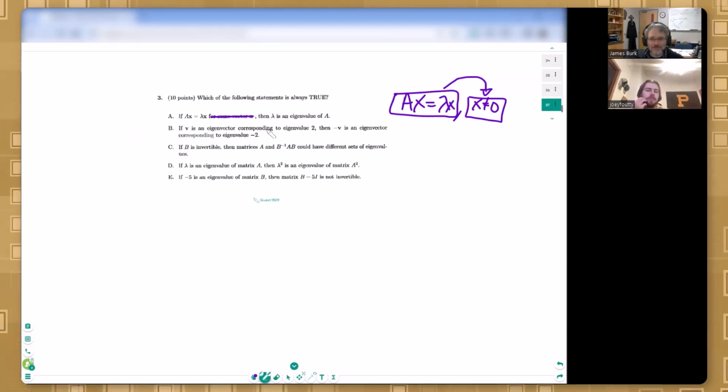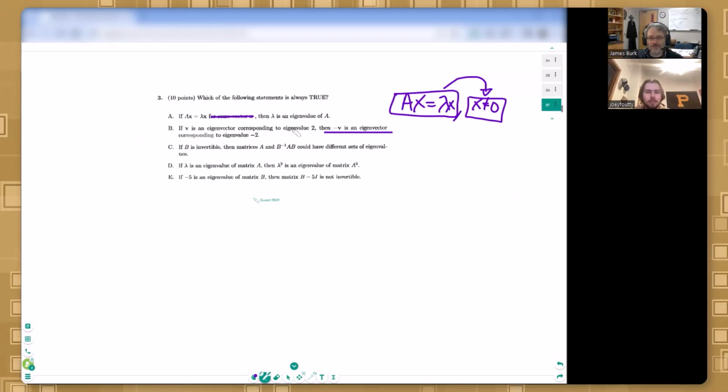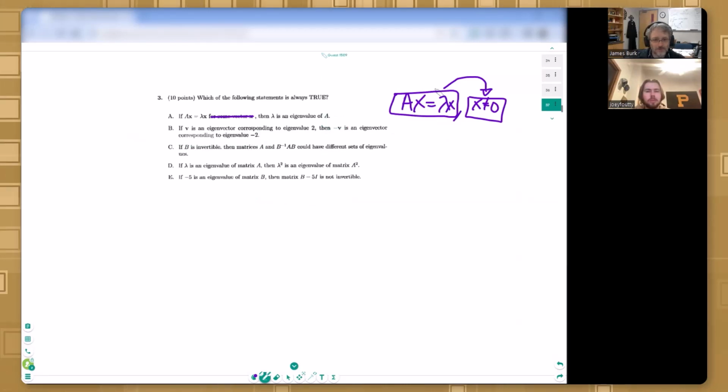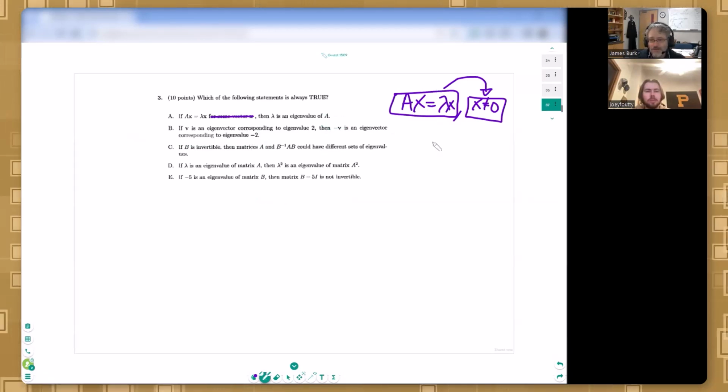Okay, anyways, V. So V is an eigenvector corresponding to eigenvalue 2. So we already know that V can't be 0. And this is an eigenvector corresponding to the eigenvalue of -2. Okay, once again, use your definition. If you're not for sure, go back to it.